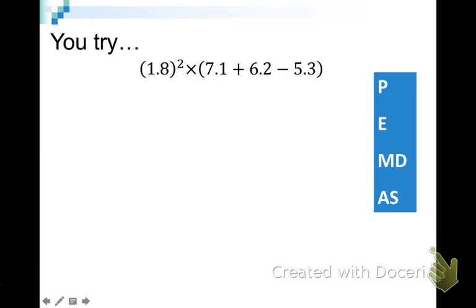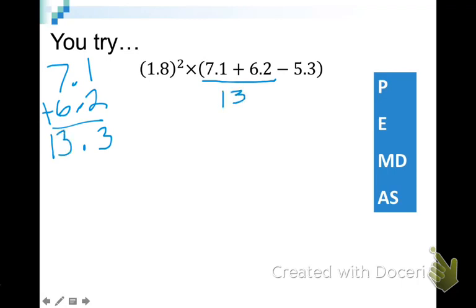All right, welcome back. So let's take a look here at what we end up with. First, looking at parentheses, the one on the left has nothing to simplify on the inside, so I'm going to move to the parentheses on the right-hand side of my problem. In there, I see adding and subtracting, so I'm going to work from left to right. 7.1 plus 6.2. That ends up with 13.3. But now I have to minus 5.3 from that to continue simplifying from inside my parentheses.